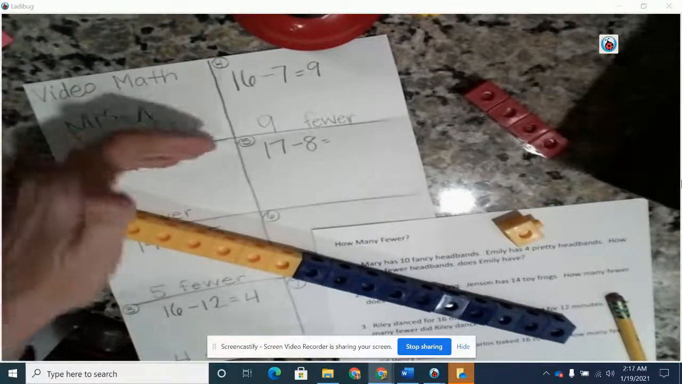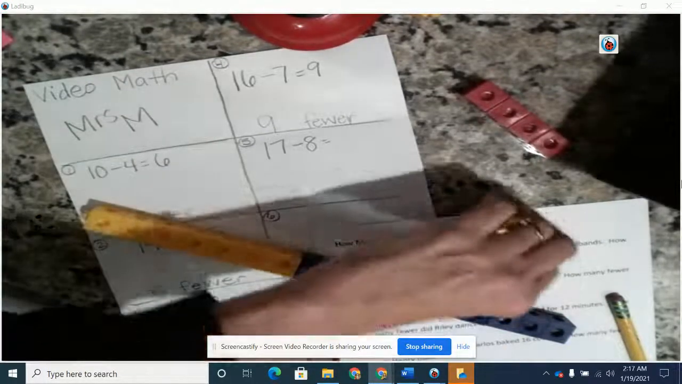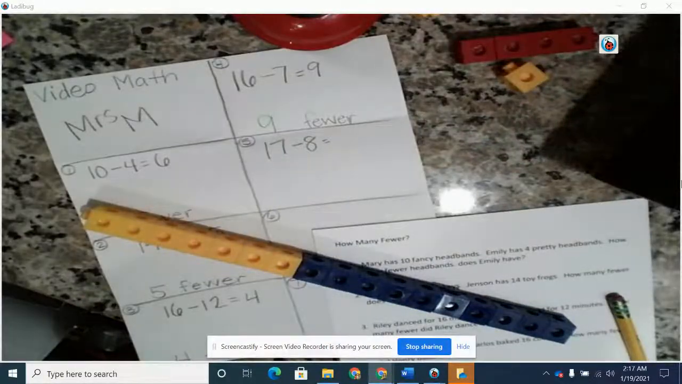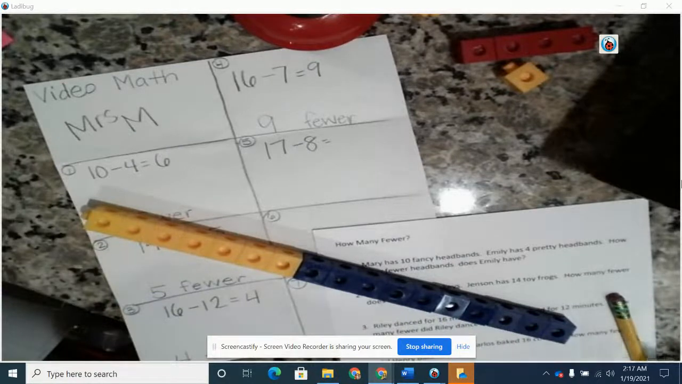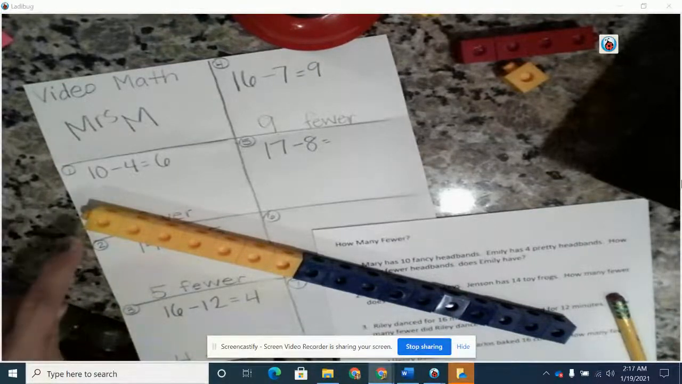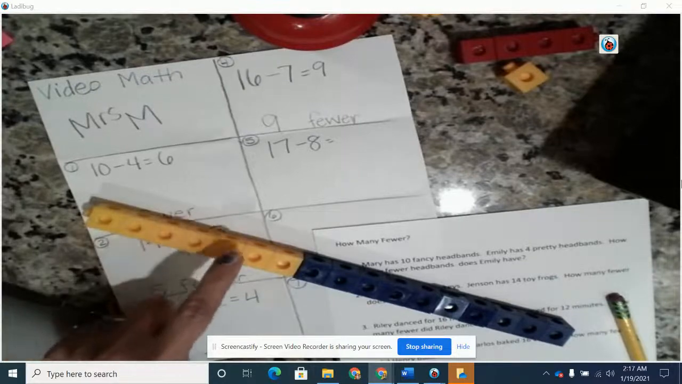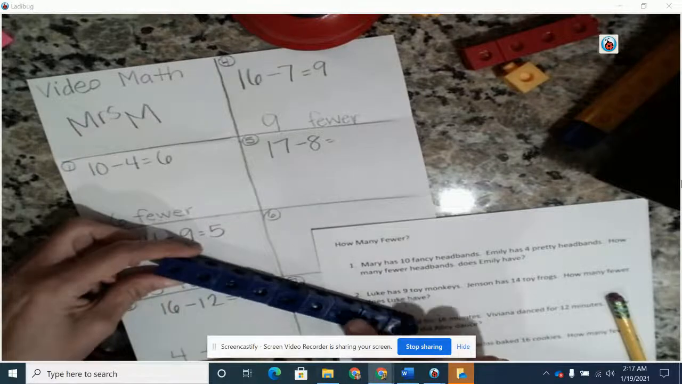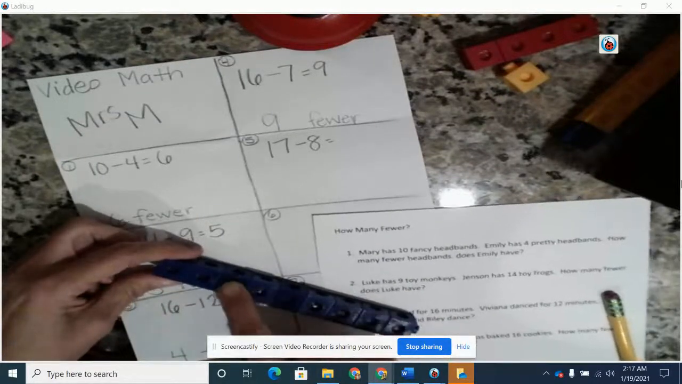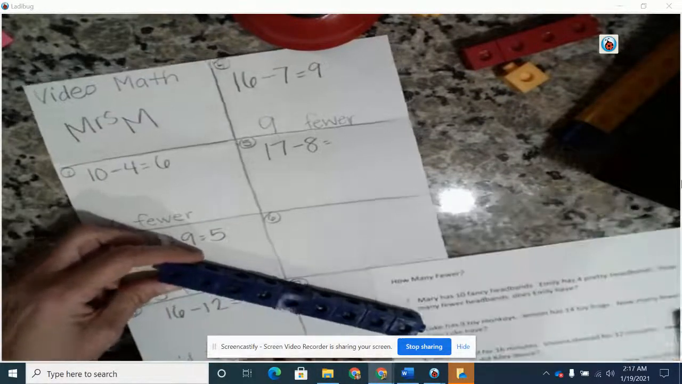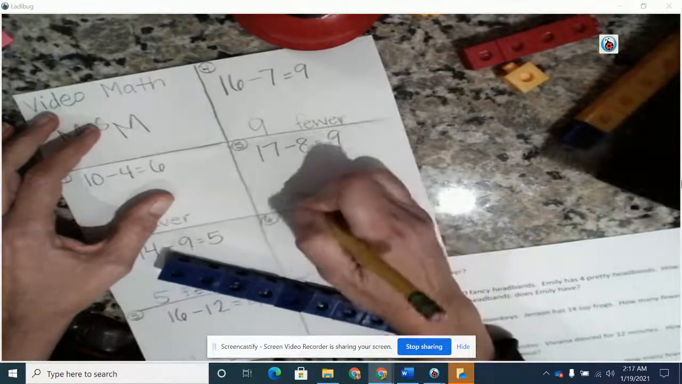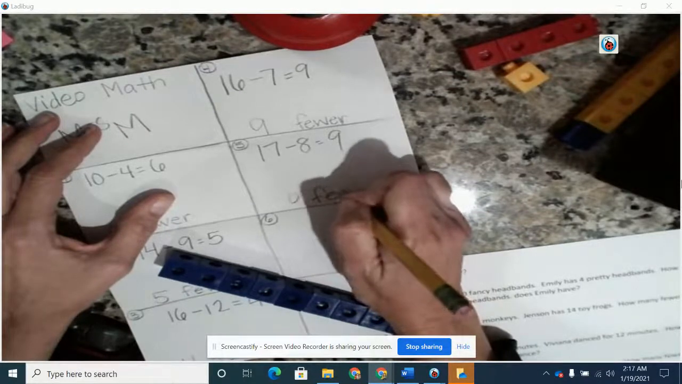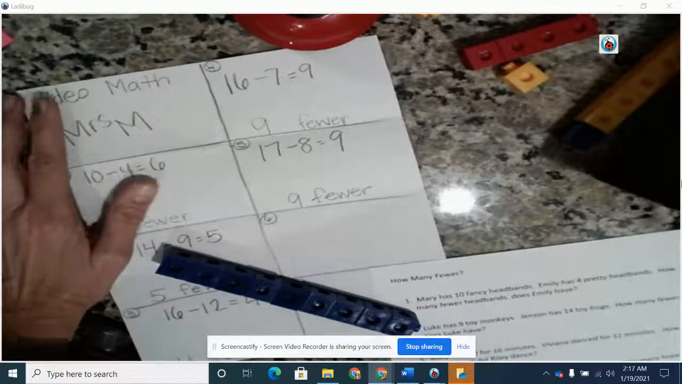Right? Didn't we figure that out? That's how we can find out the difference. So then I don't have to go make another Unifix cube train. I can if I want to and line them up and see which ones don't have a buddy. But this is the same thing. So I can do that too. 1, 2, 3, 4, 5, 6, 7, 8. And then that leaves me with 1, 2, 3, 4, 5, 6, 7, 8, 9. So that's 9, which means it would be 9 fewer. And you do need to write the fewer.